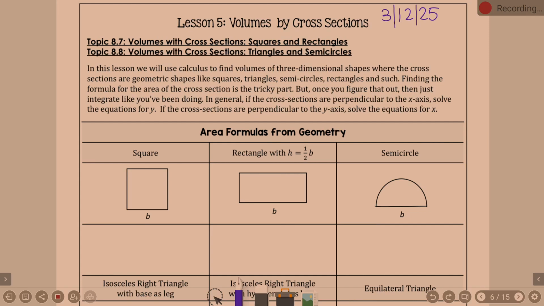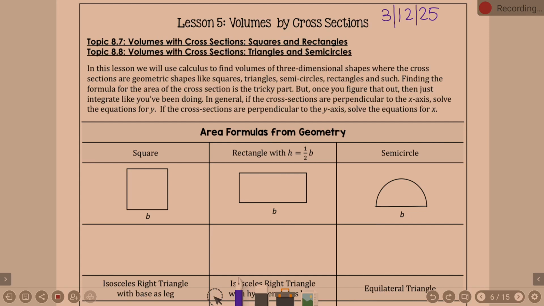In general, if the cross sections are perpendicular to the x-axis, you solve the equations for y, so you work in terms of x. If the cross sections are perpendicular to the y-axis, then you solve the equations for x, and we work in terms of y. So kind of like if it was upper minus lower, we worked in terms of x, okay? Same type, if it was right minus left, we worked in terms of y. Sometimes we'll work in x, sometimes we'll work in y.